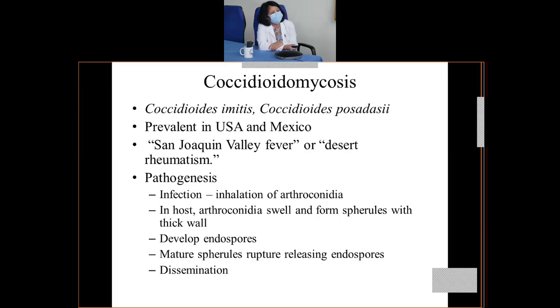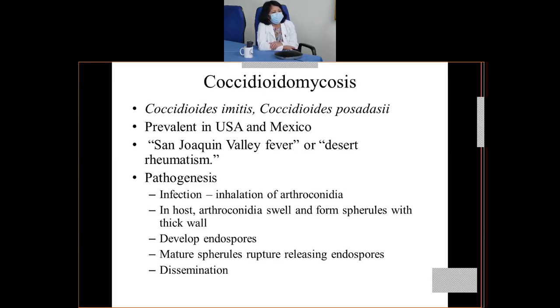The pathogenesis again is through inhalation of arthroconidia. Arthroconidia are a different type of conidia, barrel-shaped conidia, which I'll show you in the picture. In the host, once these arthroconidia enter the human body, they swell and form thick-walled spherules, and inside these spherules there will be development of endospores.